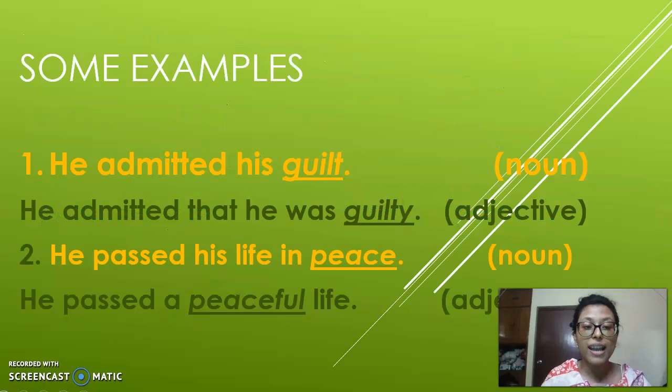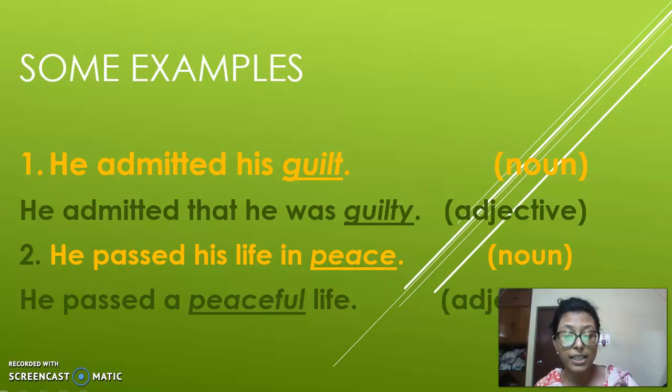Yes? So the next thing, let's look at some examples. Let's see the first example that we have on screen. He admitted his guilt. Here, the word guilt is a noun.